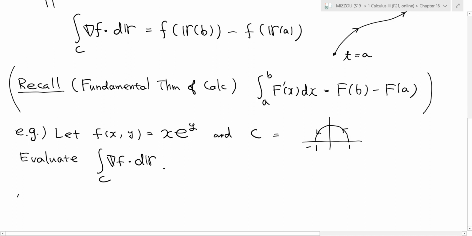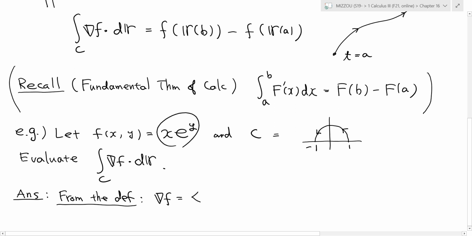If you want to compute this directly from the definition of line integral, you have to first compute the gradient. Remember, you take the derivative with respect to x, you get this, and the derivative with respect to y, you get x e to the power of y. And then you have to parameterize the curve.